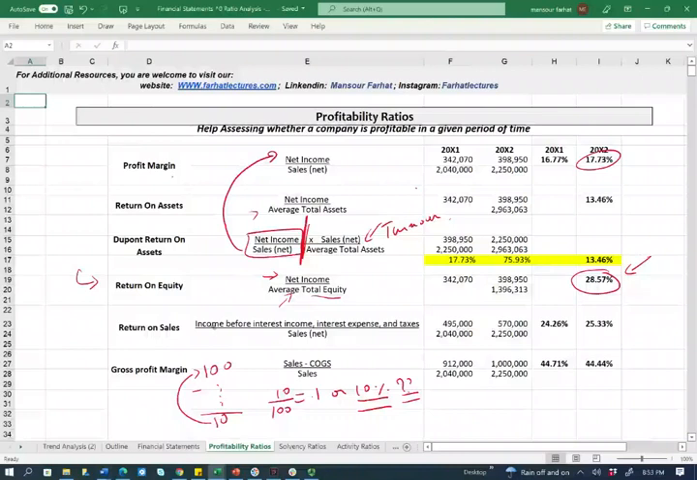Return on sales can be computed as income before interest income, interest expense, and taxes. Or sometimes we use EBIT, earnings before interest and taxes, dividing it by sales, just to find out how much we are making in income relative to our sales. Here what we're saying is we are keeping income before we pay any interest expense and any taxes. Approximately a quarter. For every dollar, we're keeping a quarter.